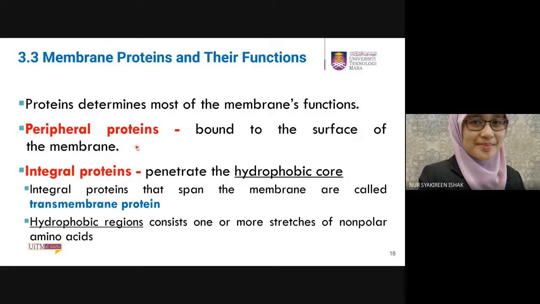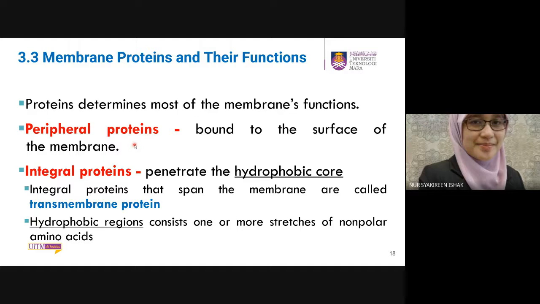So your peripheral protein will be wrong. Okay, peripheral protein, it is at the surface of the membrane facing the cytoplasm. Okay, so this peripheral protein can attach to the cytoskeleton on the cytoplasmic side. Okay, this is to maintain the membrane of the animal cell, as the animal cell does not have any cell wall.